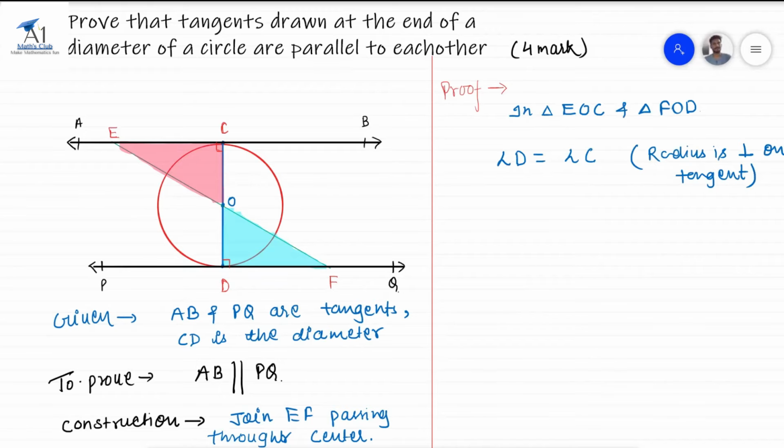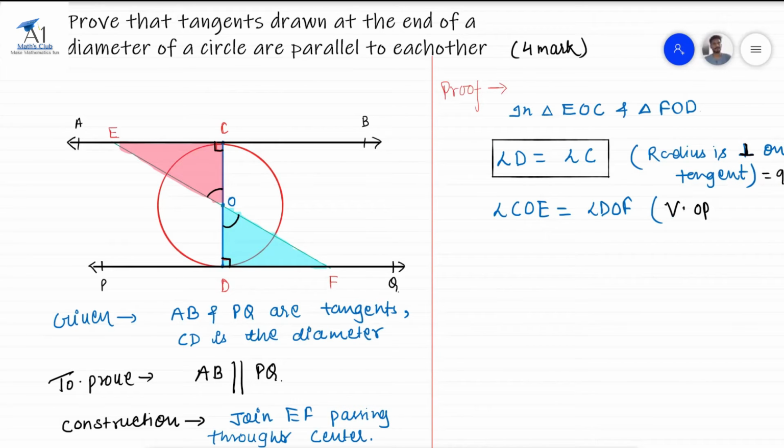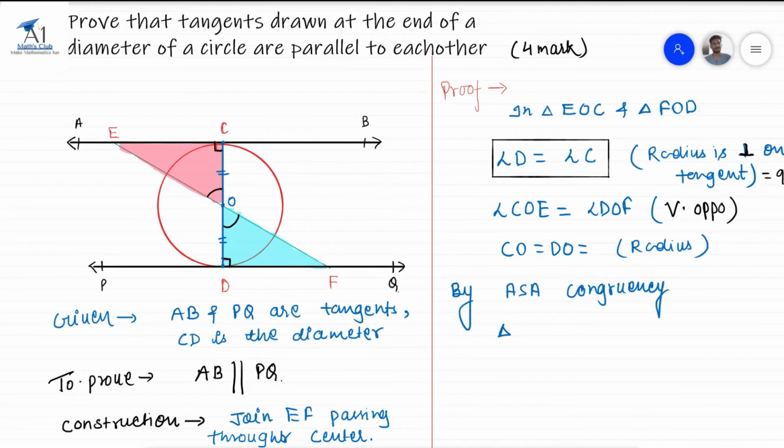The second angle, angle COE, will be equal to angle DOF. Angle COE is equal to angle DOF because they are vertically opposite angles. So triangle EOC will be congruent to triangle FOD. So angle E will be equal to angle F by CPCT, right?